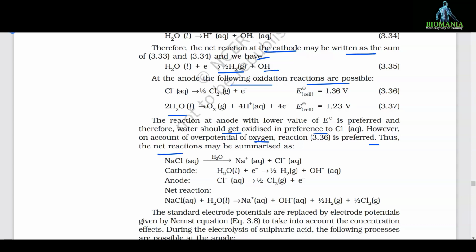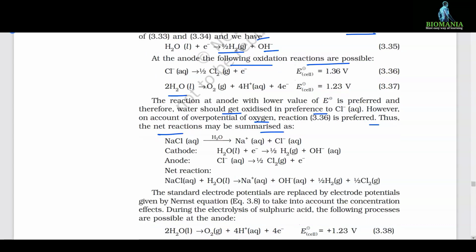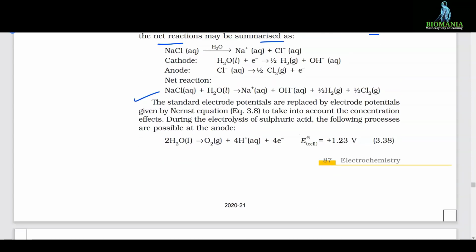Thus, the net reaction may be summarized as NaCl in the presence of H2O gives Na+ ion plus chloride ion. And the net reaction is NaCl plus H2O gives sodium ion plus OH− ion plus half H2 plus half Cl2. The standard electrode potentials are replaced by electrode potentials given by the Nernst equation to take into account the concentration effects.